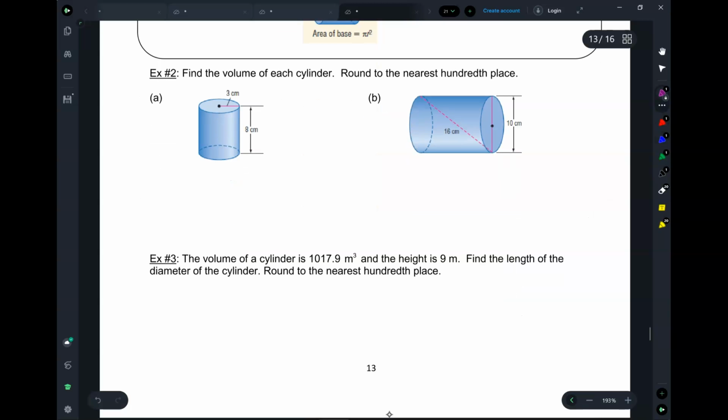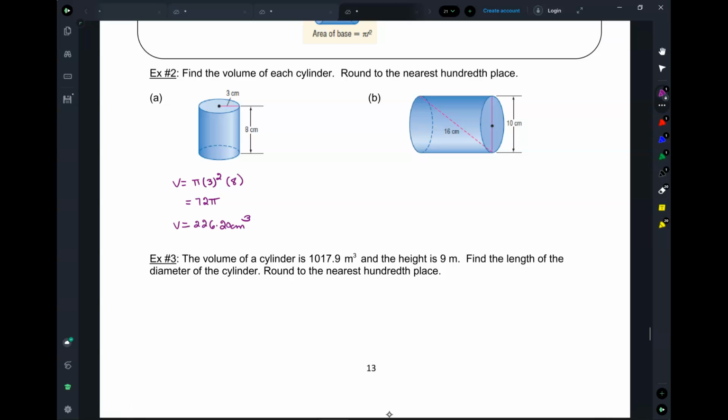So volume here, pi times 3 squared times 8. If you wanted to put it in exact form, 72 pi. So that would be, correct, centimeters cubed. Oh, it does say 100. So what is it in the hundreds? 226.2, because it's 226.195. Oh, so it's 20? 20, yeah.